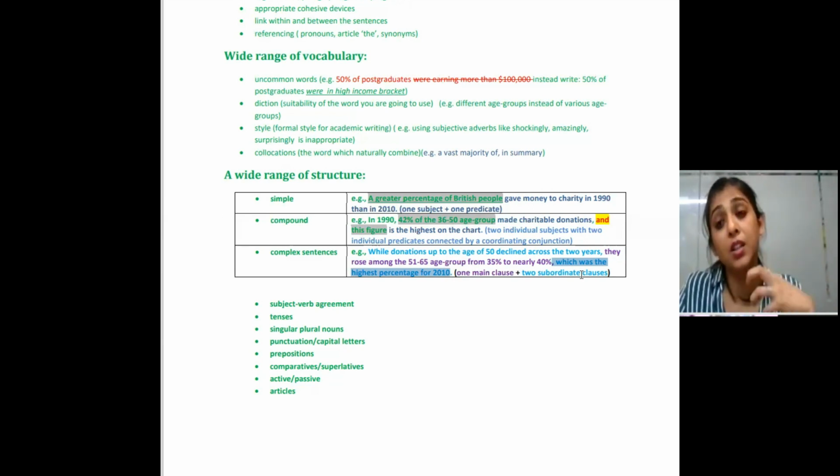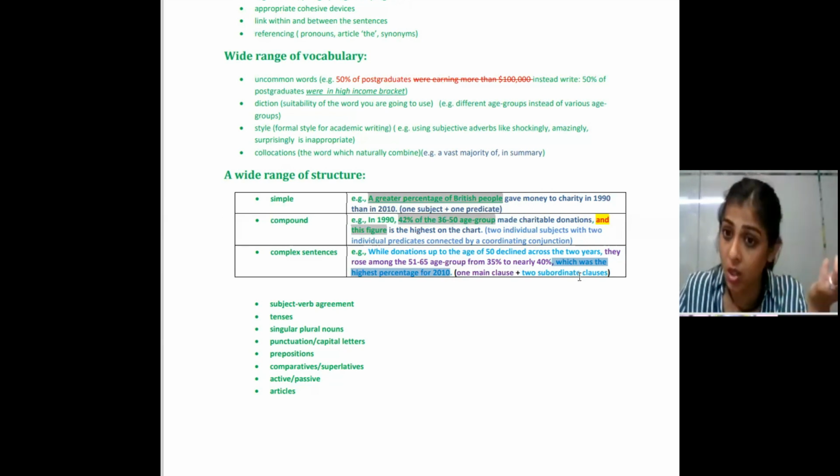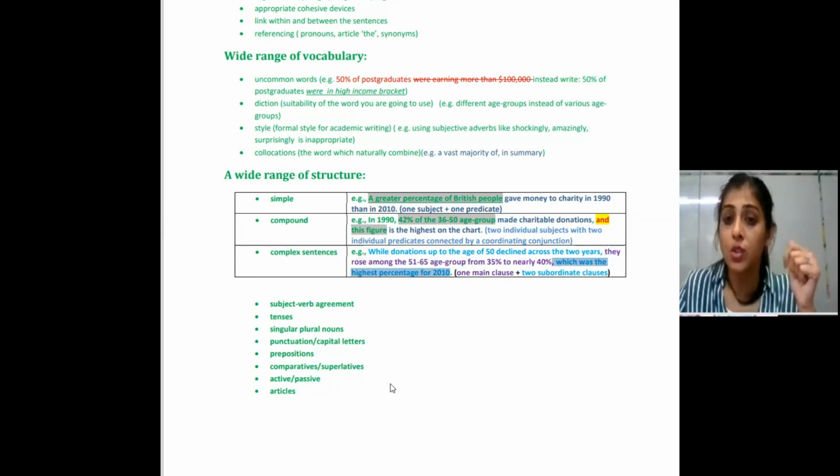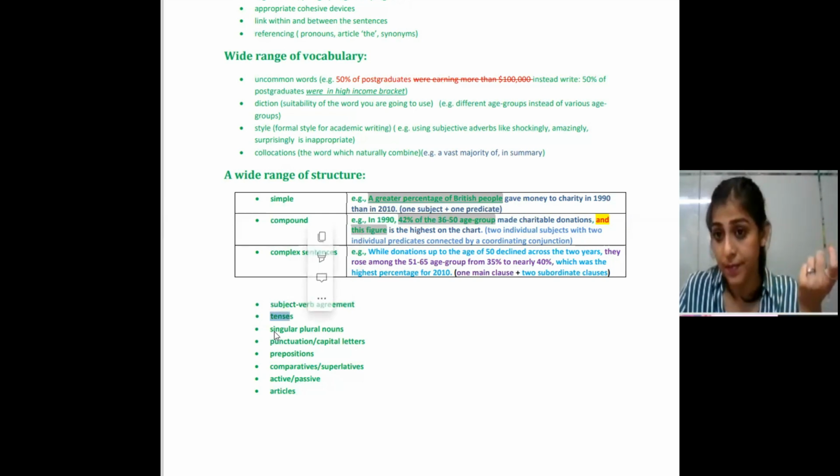Subordinate clauses are the ones which depend on the main clause for their complete meaning, while the main clause is something which can independently complete its own meaning. Got it? So, other than showing you a wide range of sentence structures, what you need to keep correct is subject-verb agreement, then tenses, then singular and plural nouns.